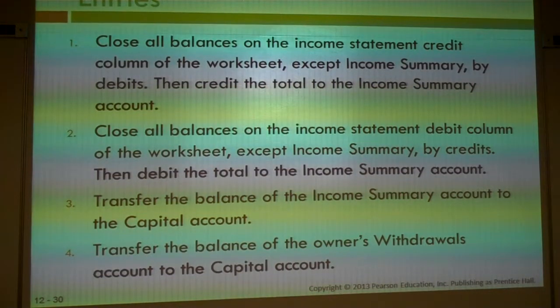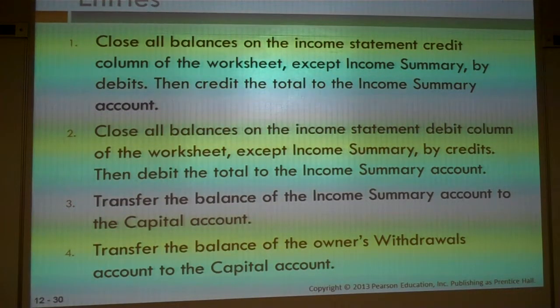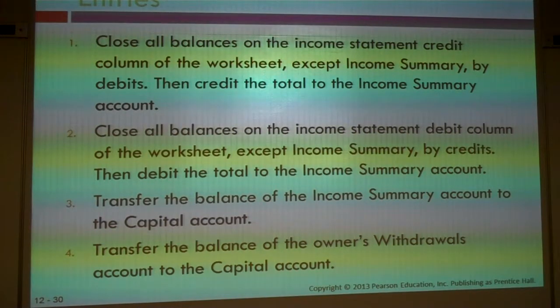All right, here are the steps for the closing entry. We're going to close all of the balances on the income statement credit side to income summary. So if they have a credit balance, how would we close them? With a debit, right? Step 2, close all the balances on the income statement debit column, except income summary, with a credit. And we close those too to income summary.